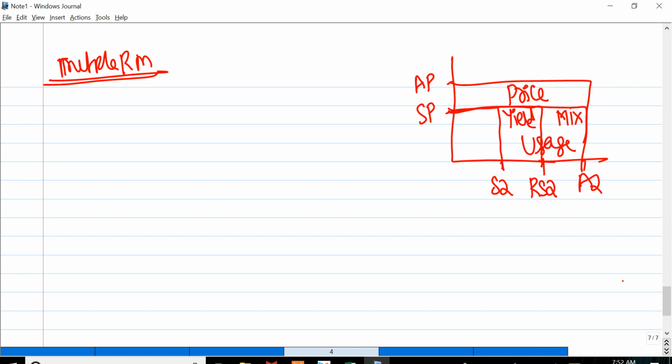Mix is this part: SP into RSQ minus SP into AQ. Usage together: SP into SQ minus SP into AQ. Clear? Any doubts on the formula? So based on the chart you will get the computation table, and based on the computation table you will write the formula. The explanation on mix and yield I will give in some time. Please do this. Put the chart based on the chart, in your theory.